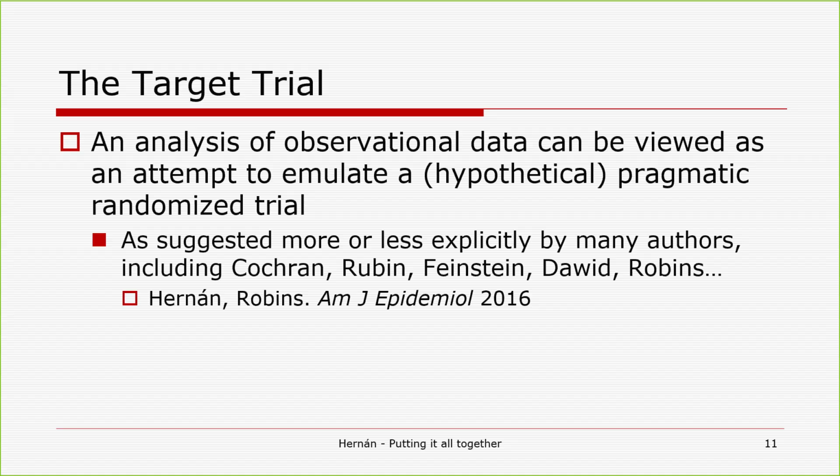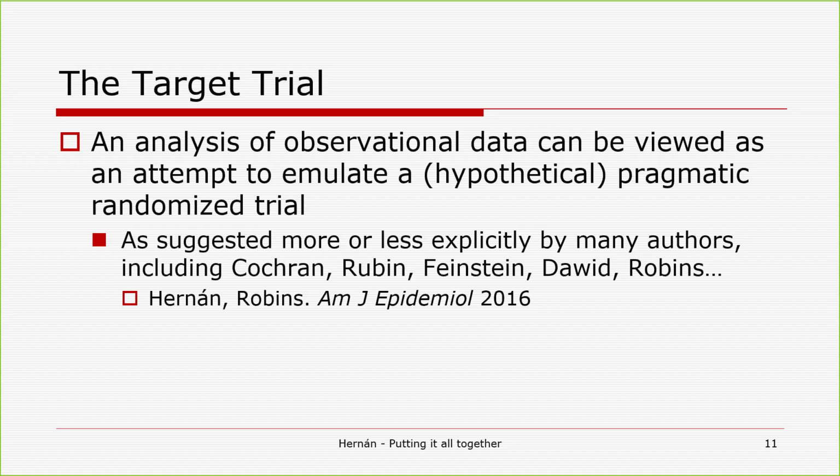And that is what we refer to as the target trial. The target trial is the hypothetical randomized experiment that would answer your causal question if only we could do it. And this idea that causal inference from observational data is really an attempt to emulate a target trial is an idea that is present, sometimes in an implicit way only, in the work of people like William Cochran from the 1960s, or Don Rubin, or others.